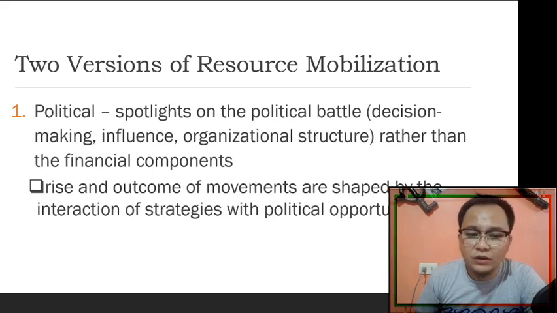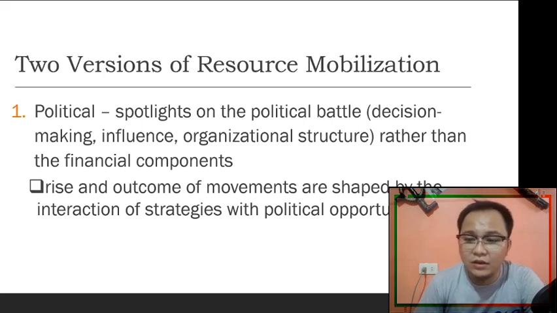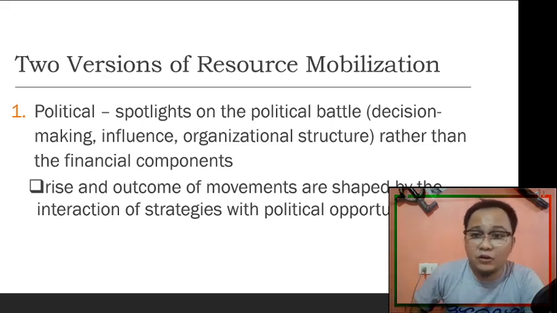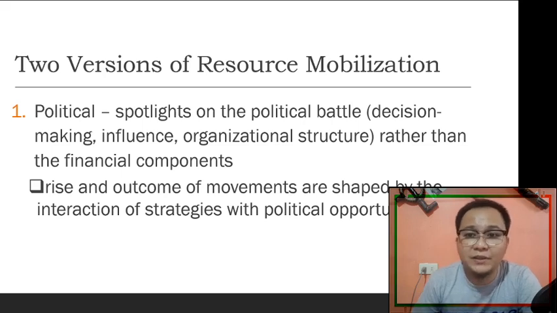Second is the political one. So when it comes to political aspect of resource mobilization, it spotlights on the political battle. By battle, it can focus on decision making, influences, organizational structure, rather than the financial components. However, dahil most organizations are utilizing both political and economic aspects ng resource mobilization in order to provide an efficient implementation of community engagement activities.